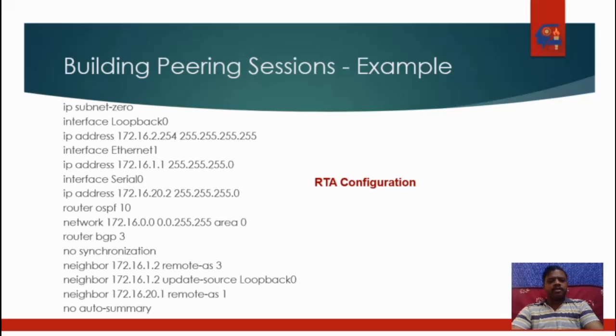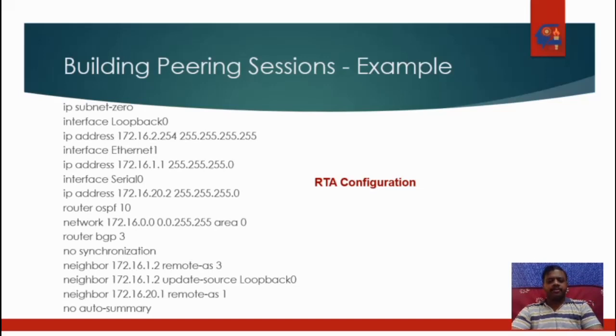Next is the no synchronization command. This command turns off the synchronization between BGP and IGP, which we have seen in the earlier slides. Remote AS, remote autonomous system. This command, when associated with the BGP neighbor statement, specifies the autonomous system number of the remote BGP peer. In RTA's configuration, the first neighbor statement indicates that the internal BGP neighbor 172.16.1.2 belongs to the local autonomous system 3. The third neighbor statement indicates that the external BGP peer 172.16.2.1 belongs to autonomous system 1.